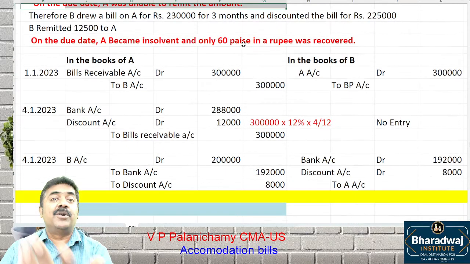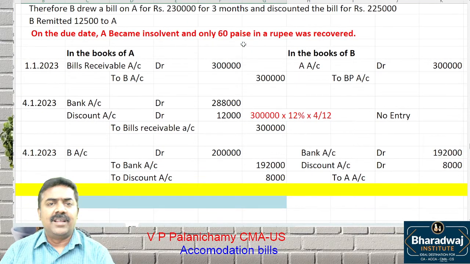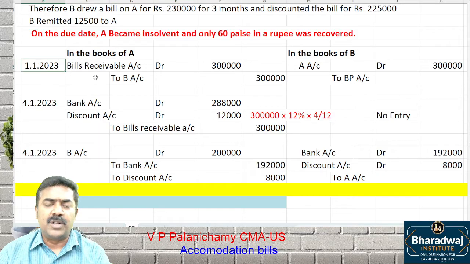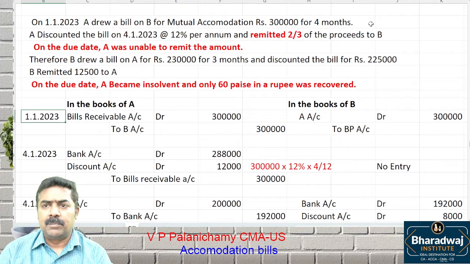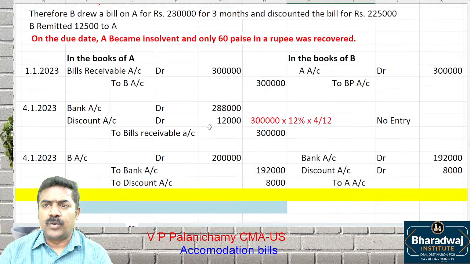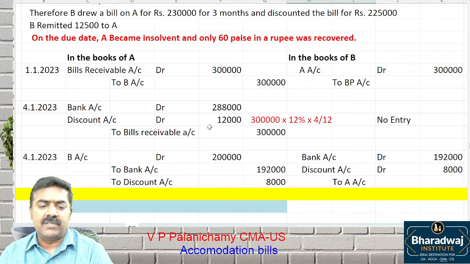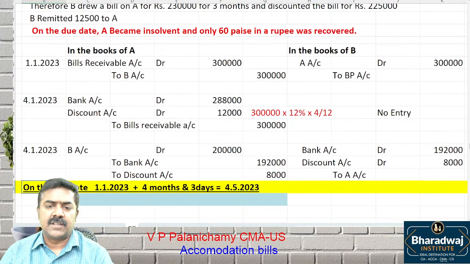Wait. On the due date of the first bill, we are not able to send the money. What is the due date of the first bill? 1/1/2023 plus how many months? 4 months. It will become 1/5/2023, with 3 days of grace. Okay, 1/1/2023, 4 months, and 3 days of grace we should allow.